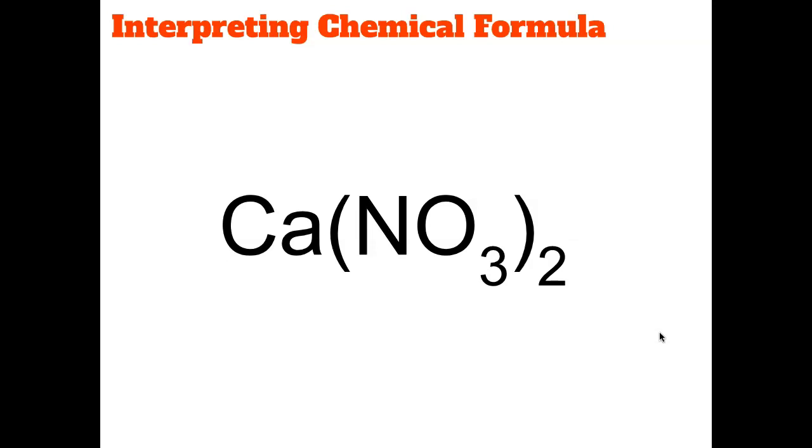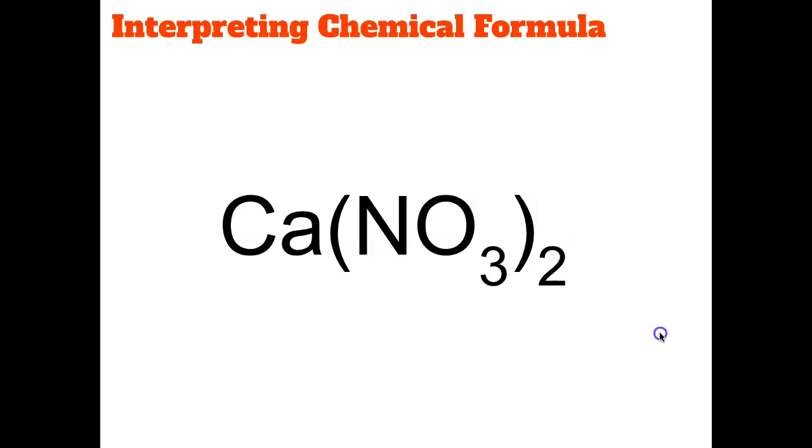So again, if you remember, a compound is a chemical substance that's made of more than one type of element connected together, and so a chemical formula will tell us which elements are in that compound and then how many atoms we have of each of those elements.